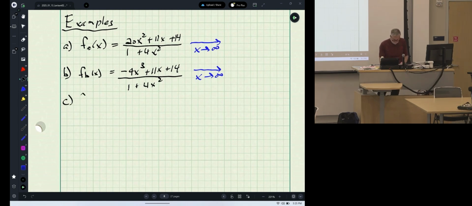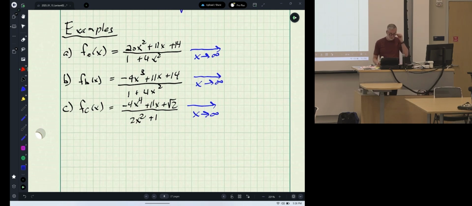And then f_c of x equals, what do I got here? Minus 4x to the fourth plus 11x, who knows, square root of 2, over 2x squared plus 1.